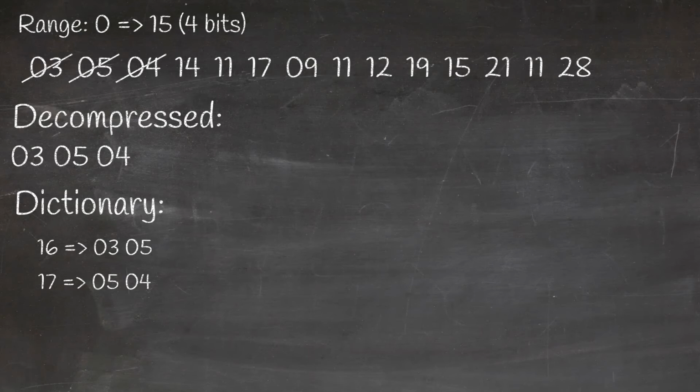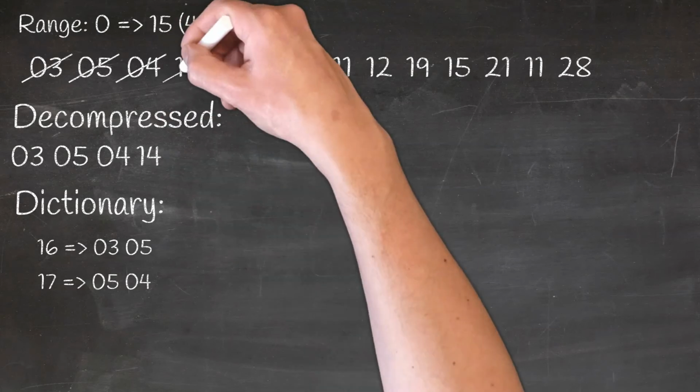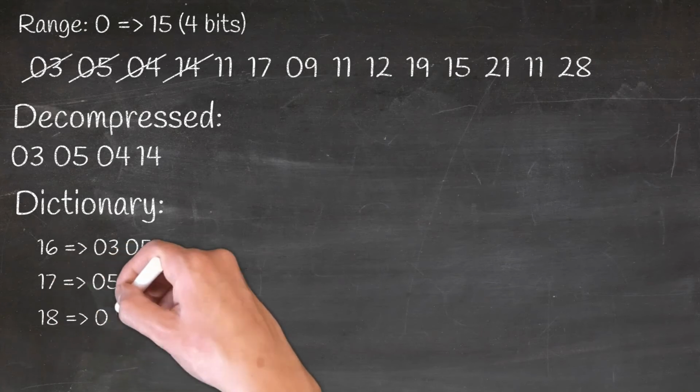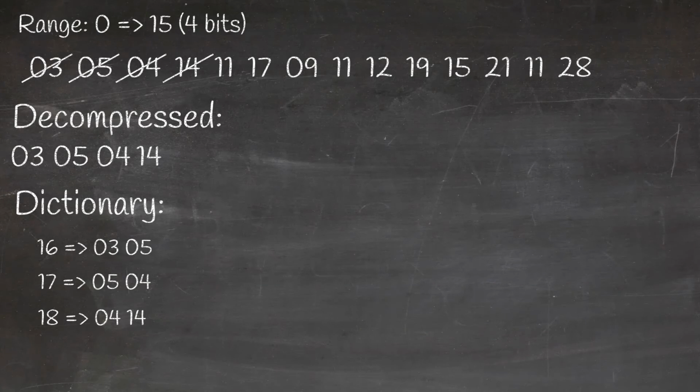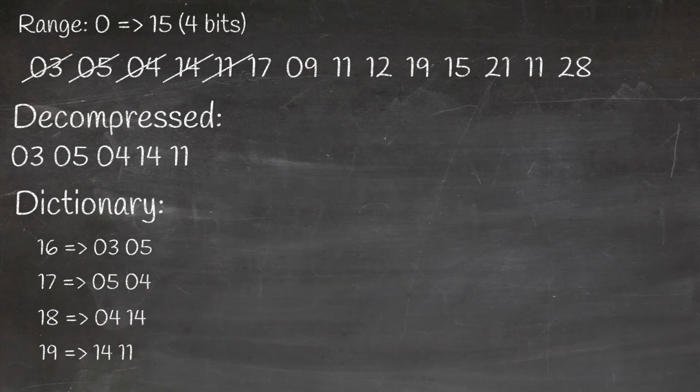And then the next is 14. So it goes to the output as well. And we have an entry to the dictionary, which is the previous pattern plus the first letter in this pattern, which is 14. And we put it in the dictionary under 18. You see, we are constructing the very same dictionary. Okay, let's continue. So the same for 11. We have 11 is added under 19.